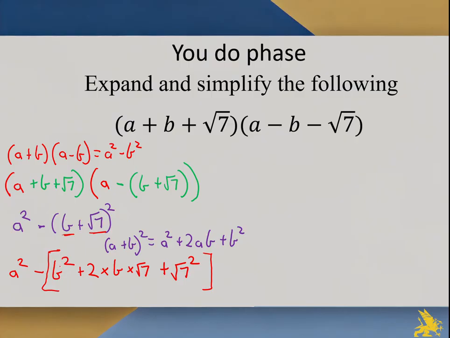I'll simplify that middle part first. A squared, take away brackets, b squared plus 2 times square root 7 is 2 square root 7, and put the b on. And then plus square root 7 squared, just cancels out the square root and makes it plus 7. The last thing that I need to do is just apply that negative inside the bracket. A squared minus b squared minus 2 square root 7 b plus 7.